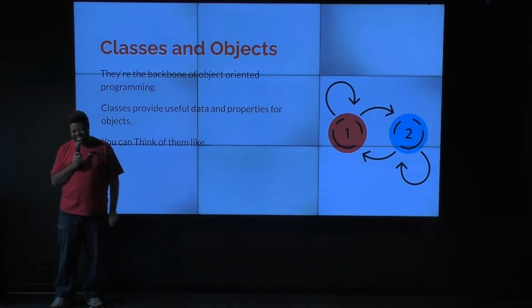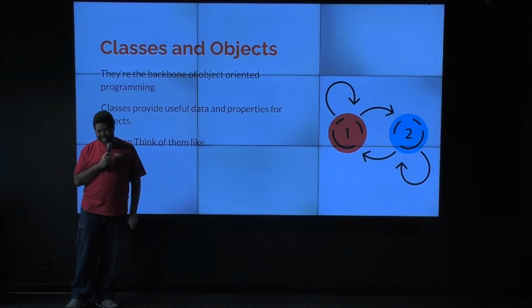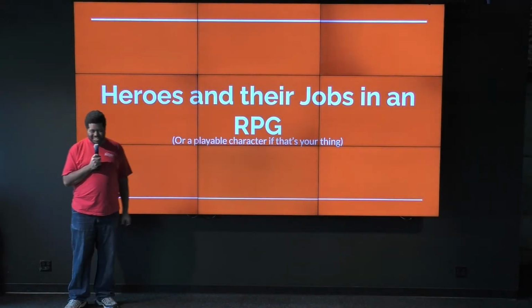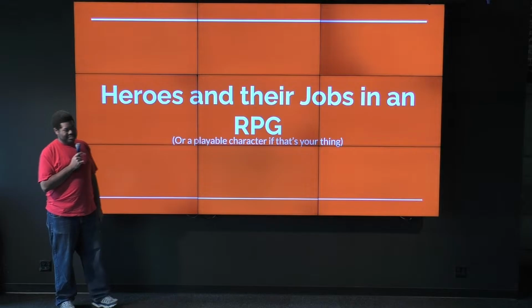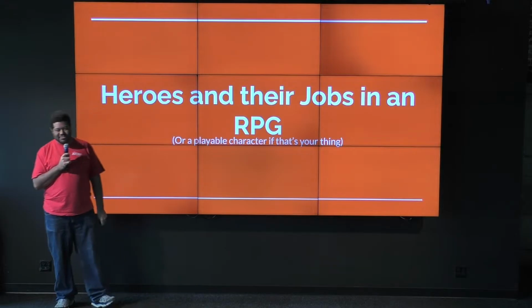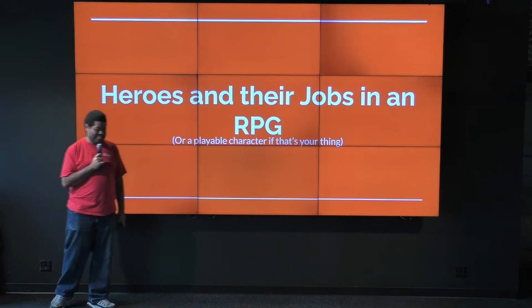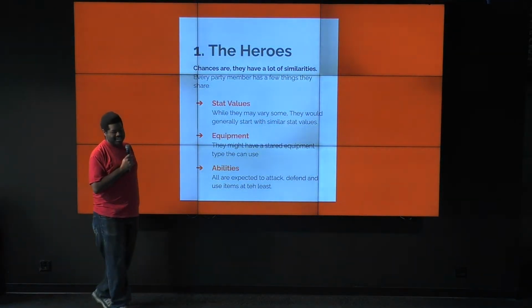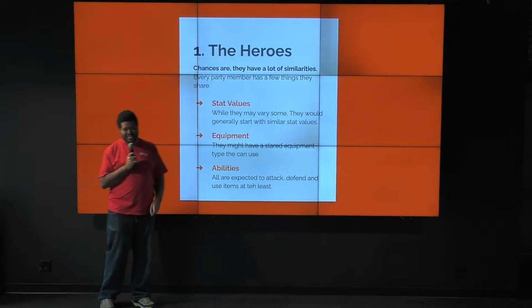So classes and objects are the backbones of object-oriented programming, as you know. They provide useful data, and you can kind of just think of them like heroes and their jobs in an RPG. If you ever played Final Fantasy, specifically 3, 5, 14, any of the ones with explicit jobs, it's kind of like that. So heroes have a lot of things going for them. They have stats, they have a name, they all have equipment, they have abilities.